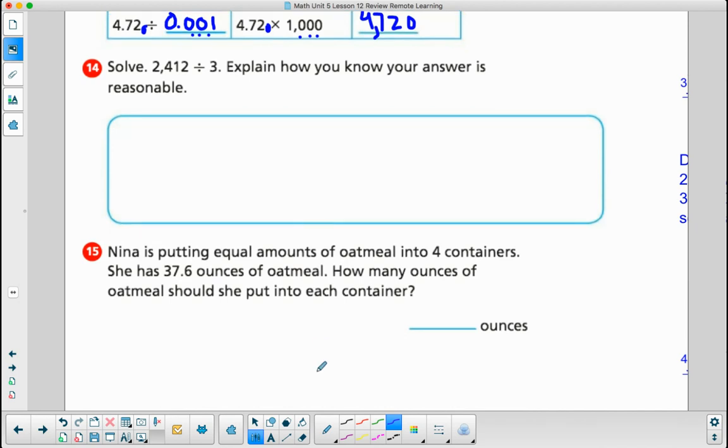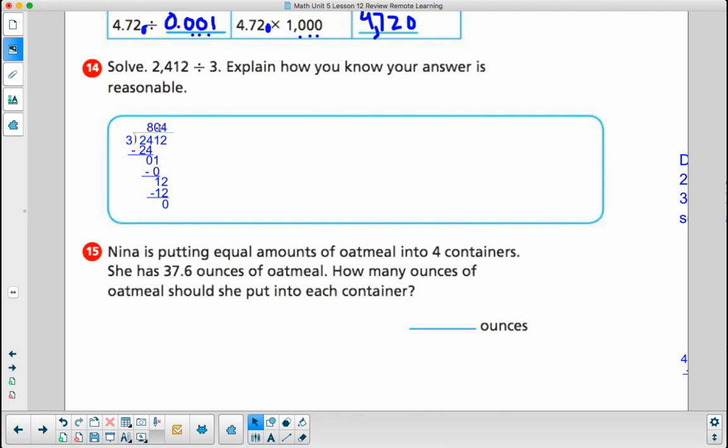Number 14. Solve 2,412 divided by 3. Explain how you know your answer is reasonable. So here's 2,412 divided by 3. I said 2 doesn't divide by 3. 24 divided by 3 I know is 8. 8 multiplied by 3 is 24. I had 0 left. Brought down my 1.